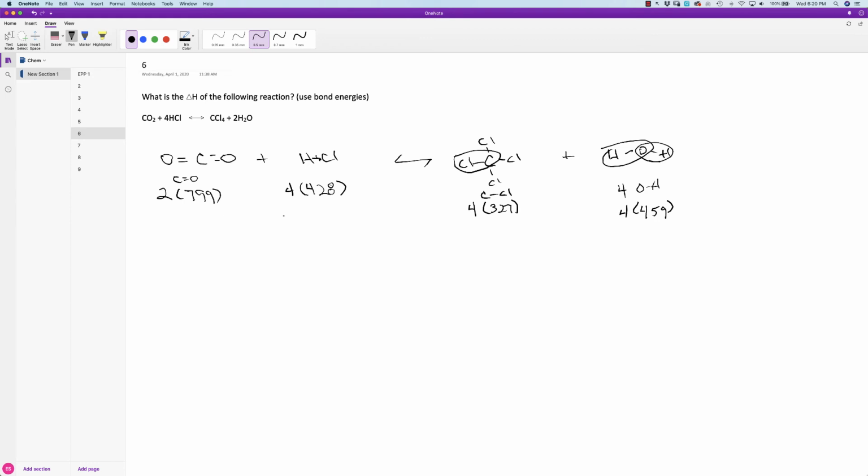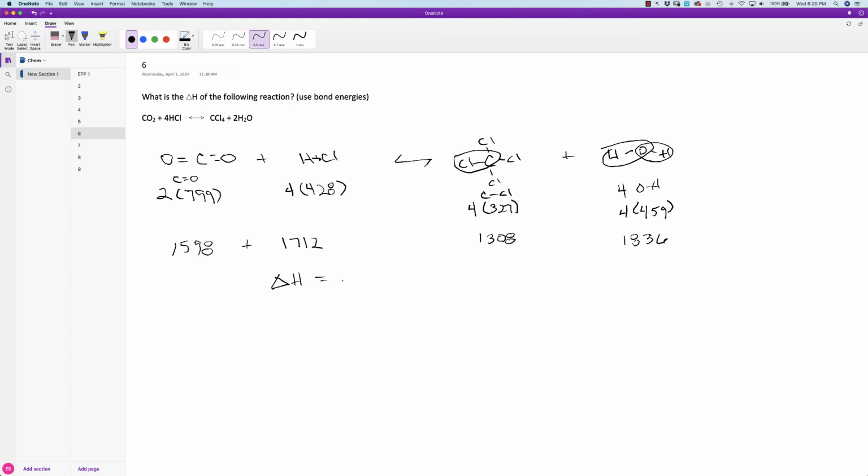We add these together, which, I think I did those numbers already. All right, so this would come up to 1598 plus 1712. This one here is 1308. And our last one is 1836.